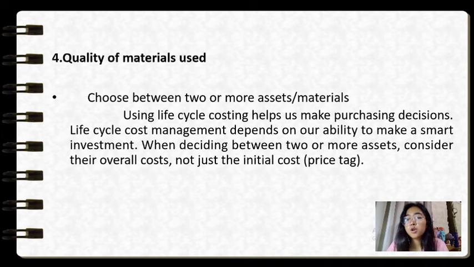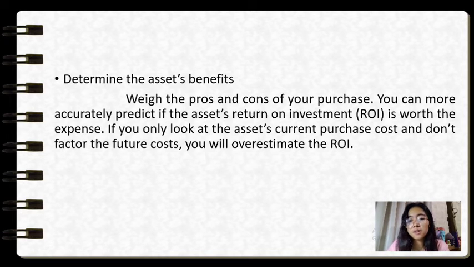Choose between 2 or more assets or materials. Using life cycle costing helps us make purchasing decisions. Life cycle cost management depends on our ability to make a smart investment. When deciding between 2 or more assets, consider their overall cost, not just the initial cost or the price tag. Determine the asset's benefits. Weigh the pros and cons of your purchase. You can more accurately predict if the asset's return on investment or ROI is worth the expense.